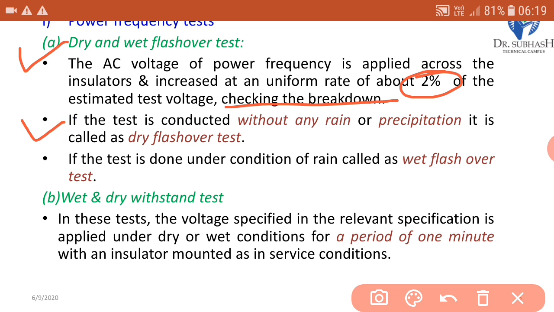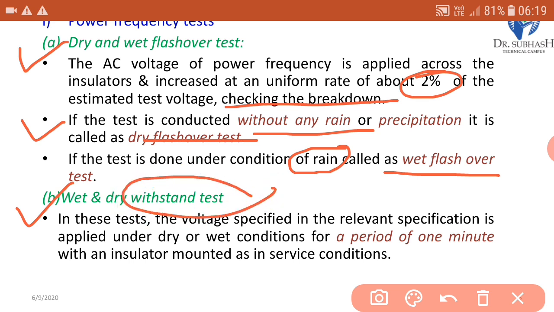If the test is conducted without any rain or precipitation, it is called dry flashover test. If the test is done under the condition of rain, it is called wet flashover test. So these two types of flashover test can be done. Now next one is wet and dry withstand test.